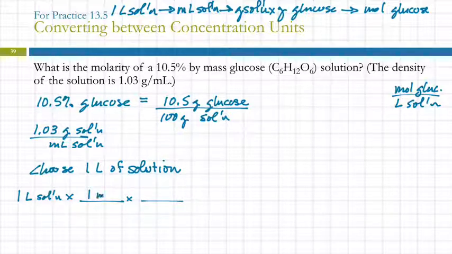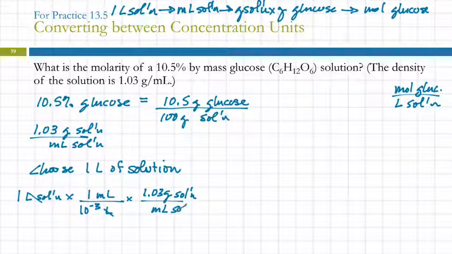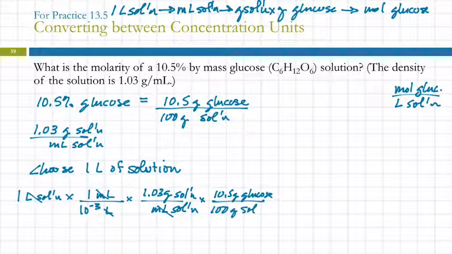So I've got 1 milliliter up here. I'm going to have 10 to the minus third liters down there. And then I'm going to use the 1.03 grams of solution per milliliter of solution. And then I want to get to grams of glucose. So I'm going to have 10.5 grams of glucose per 100 grams of solution. That's from this mass percent.